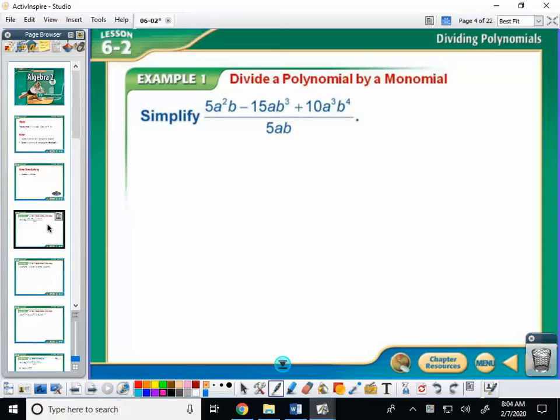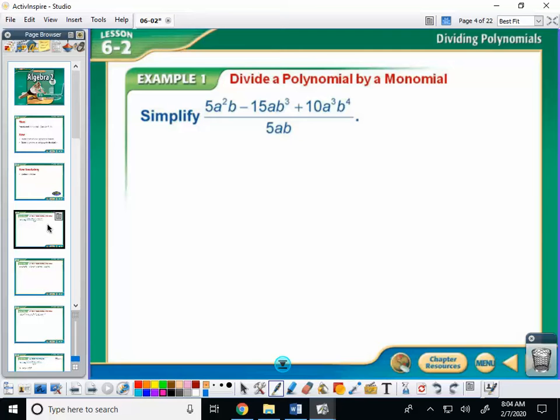Okay, what is a polynomial again? Multiple terms. And then a monomial is just one term. So we have a polynomial here, and we're dividing by a monomial. We are simply going to break this up into three separate problems. When we say dividing by 5ab, we're really dividing each of these terms by 5ab, aren't we? So we're going to break this into three separate problems.